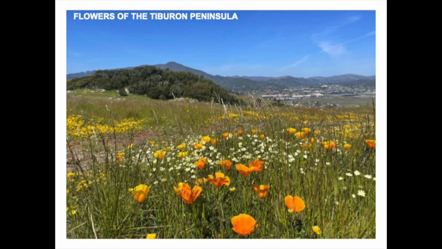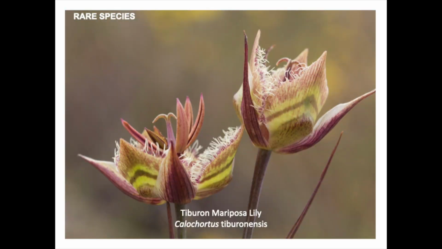So let's get at it, the plants that you can find around here. Probably the most famous for this area is the Tiburon mariposa lily. And this is serpentine endemic, meaning it only grows in serpentine. It only grows at Ring Mountain.